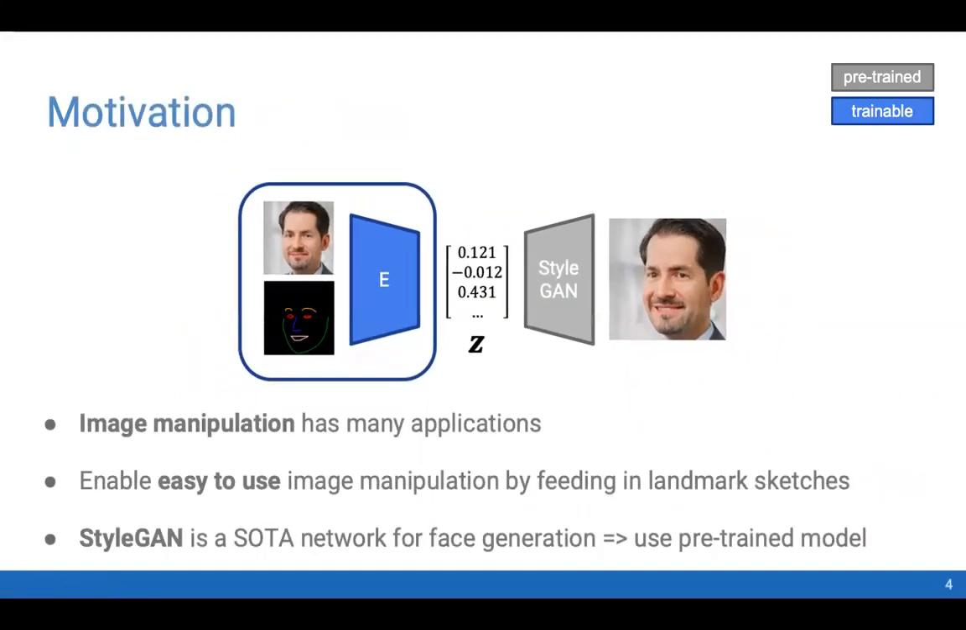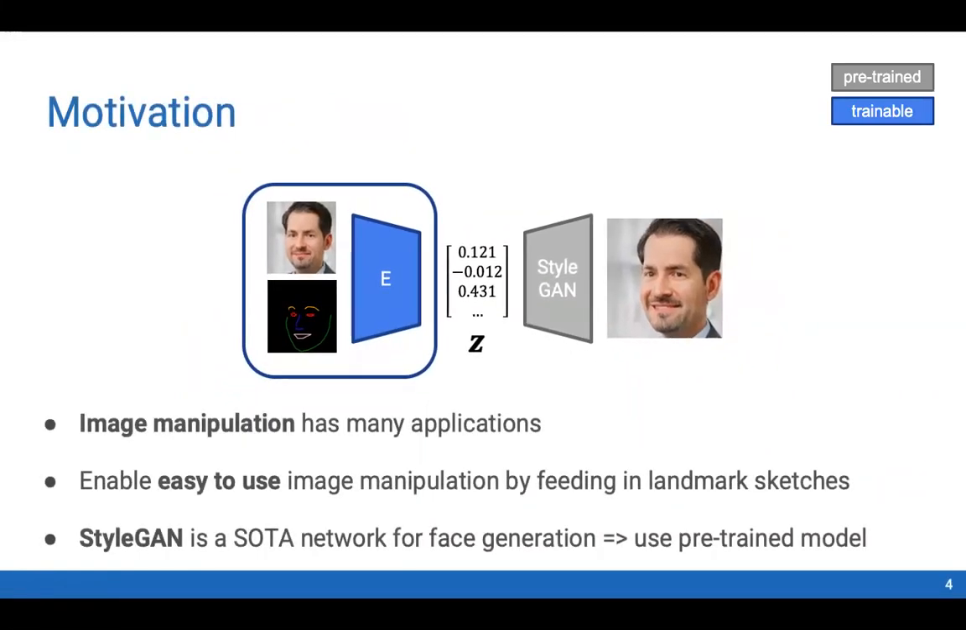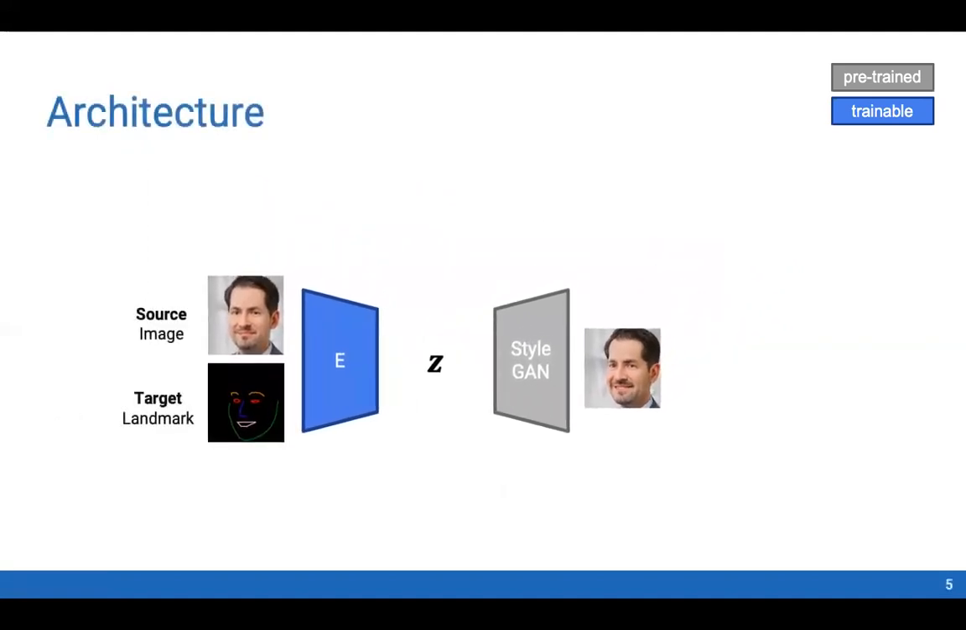The motivation behind that is that image manipulation has quite a large number of possible applications, going from movies and games to even privacy applications. Also, we want to make this very easy and accessible by providing these landmark sketches. And since StyleGAN is a state-of-the-art network, we want to investigate how well we can use a pre-trained model for that.